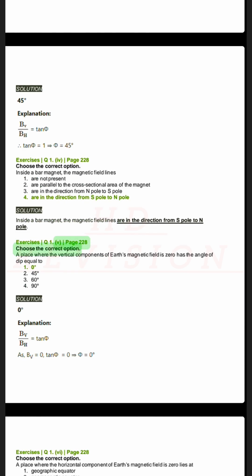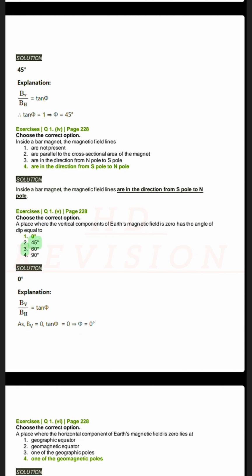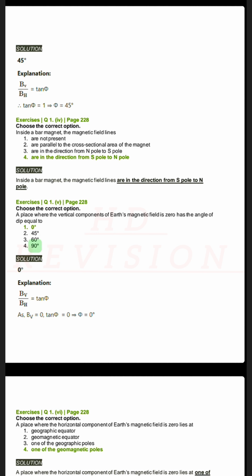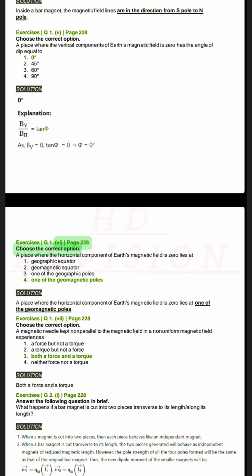Exercises, Q1, V, page 228. Choose the correct option. A place where the vertical component of Earth's magnetic field is 0 has the angle of dip equal to 1, 0 degrees, 2, 45 degrees, 3, 60 degrees, 4, 90 degrees. Solution.